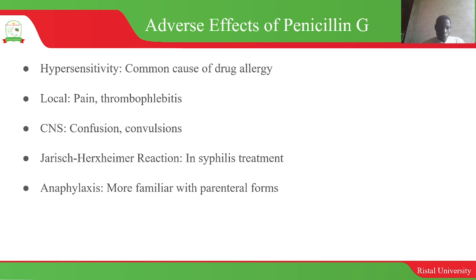Adverse effects of penicillin, we already talked about this: hypersensitivity. There can also be local pain and thrombosis at the administration site. CNS effects might also cause confusion and convulsions, though not common. There is what we call the Jarisch-Herxheimer reaction, especially in those on syphilis treatment, which might occur. It might also cause anaphylaxis, secondary to the hypersensitivity, and is more common especially with parenteral administration.